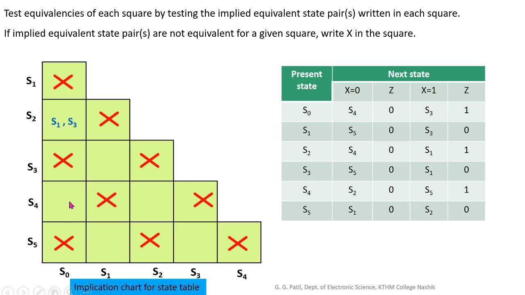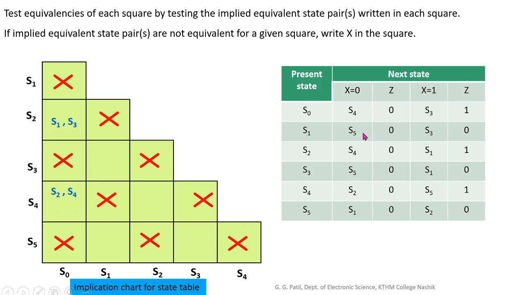The next blank square is S0 and S4. So check the S0 and S4 states. Under input x equals 0, the next state for S0 is S4 and for S4 is S2. So we can say S0 is equivalent to S4 if and only if S2 is equivalent to S4. So just enter that state pair there.